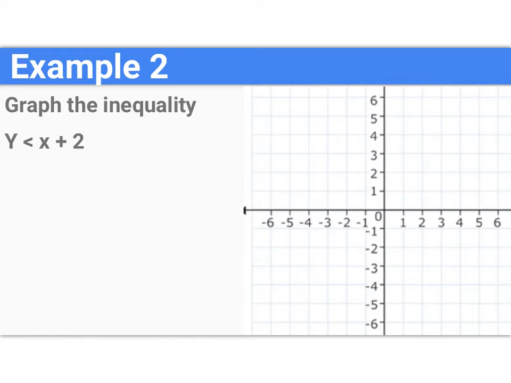Okay, now less than knows we're shading down. Every point below will work, and this is going to be a dotted line. So now let's graph it, y is less than x plus 2. And I'm purposefully doing the same line to make it easier so you get the concept.